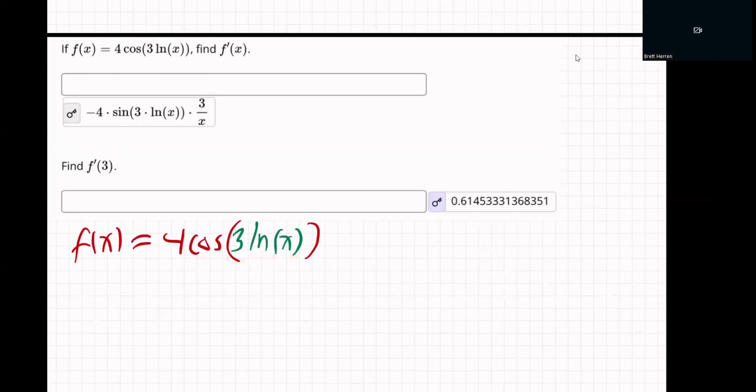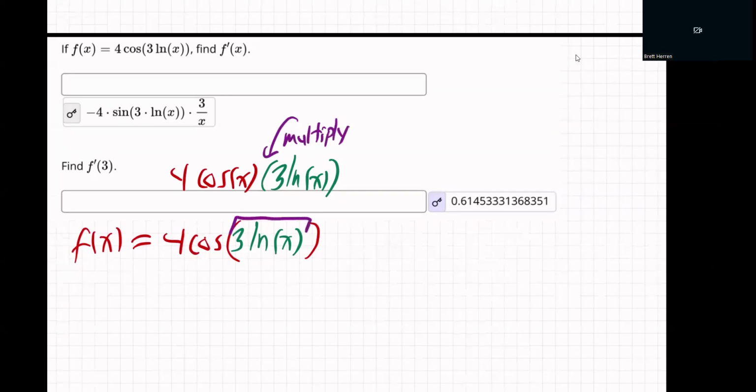Well, here's how they would do times. Maybe that'd be the best way to say it. If they instead had done 4 cosine and they'd had an x right there, and then they'd had 3 natural log x like that, that would be multiply. You see that? Whereas this means plugged inside. I'm a math teacher, I'm bad with the words. Plugged inside. That's what that means.